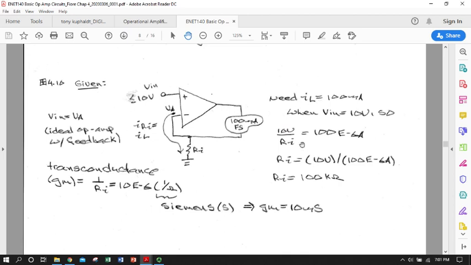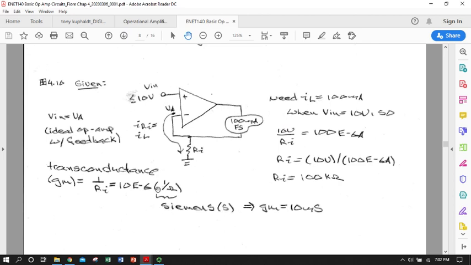So we just plug right in. We have 10 volts divided by Ri. That better give us the right current. And notice, Ohm's law units rule. So if you happen to forget the formula you just derived, you can almost do this on a units basis. You just multiply both sides by Ri and divide both sides by the current that you need. 10 volts divided by 100 microamps gives you 100 kiloohms. So that's what you need there to get this current output for that voltage input.